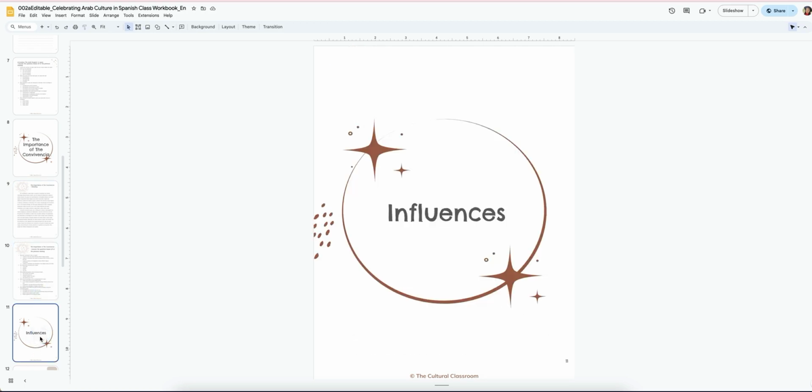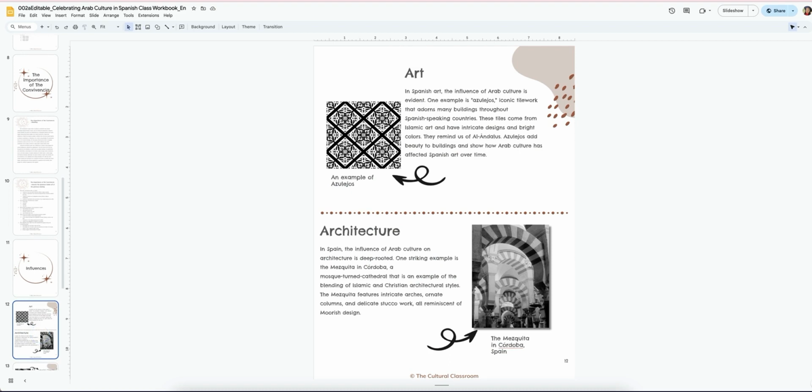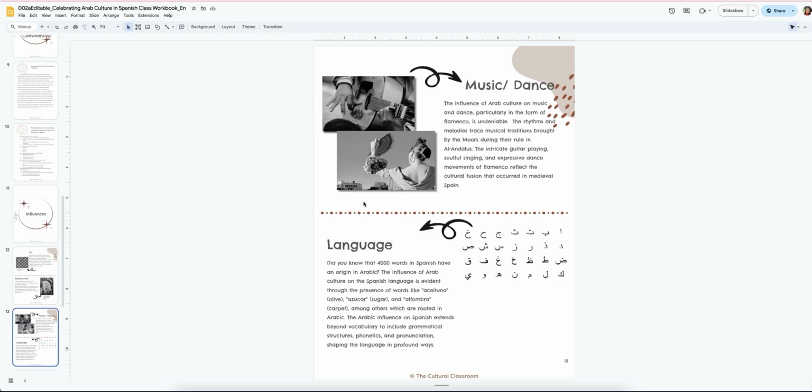We have questions. We ask about influences, and I pulled pictures and show students what the architecture looked like and how it's influenced by Arabs in Spain, and art, and how the azulejos that are all over Latin America and Spain are influenced by the Moors, and flamenco, which is such a Spanish music, is influenced as well. Language, so many words.